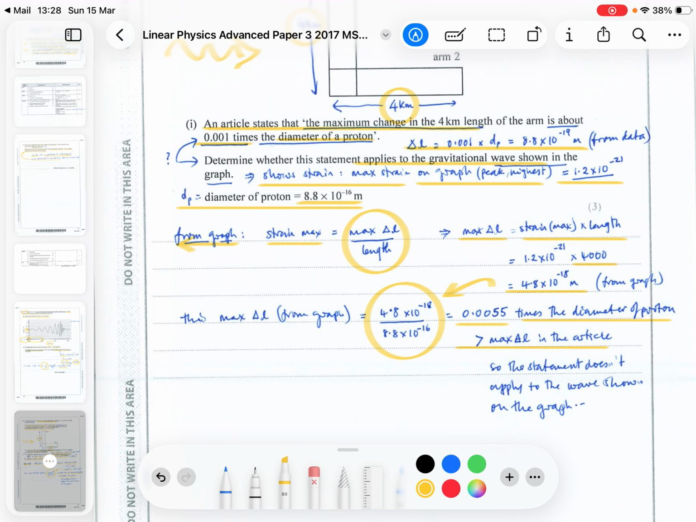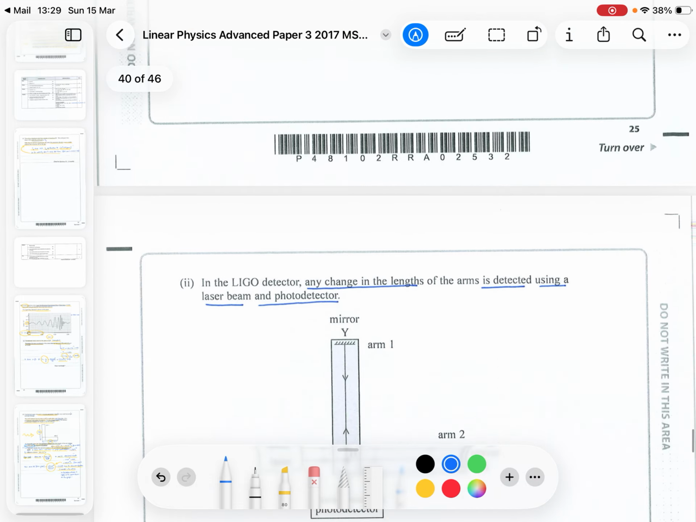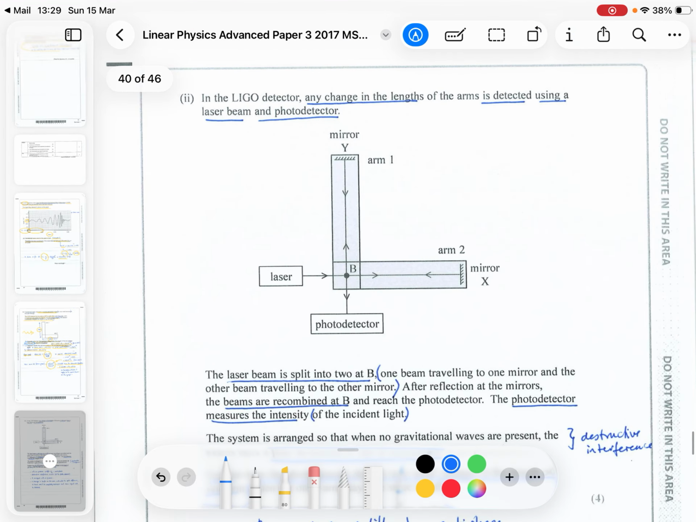That the value given for 0.0 is much greater than 0.05 times the diameter of the proton. Yes, I see. Which is greater than the maximal length in the article, which is 0.001 times. That's what we're talking about. So the statement doesn't apply. Okay? So there it is.